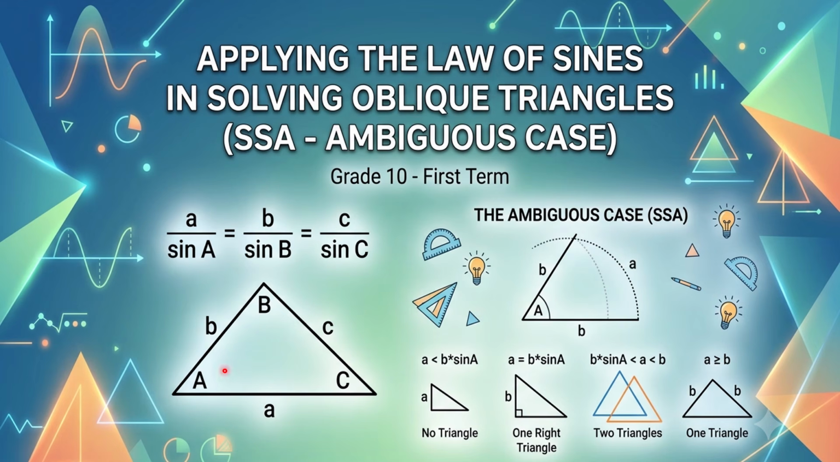The formula for the law of sines is a over sine A is equal to b over sine B is equal to c over sine C. So when could the given be an ambiguous case? If the given is side a, it can form no triangle, one right triangle, two triangles, or one triangle.